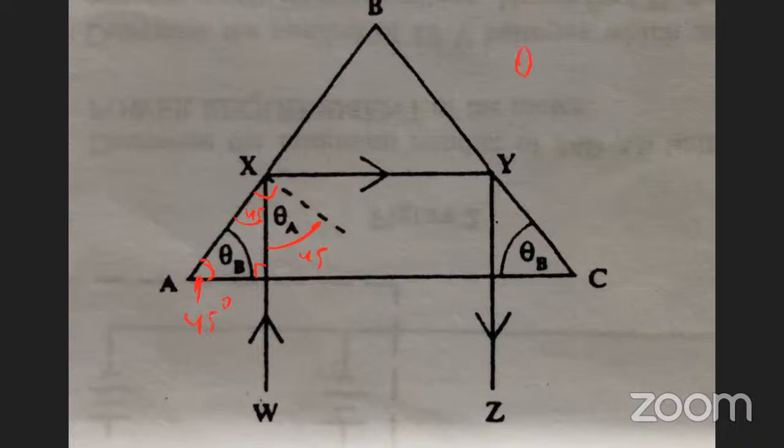So you recognize that OA is 45 and OB is 45. So it means that they are both equal. Right? Theta A and theta B are equal. Right? Theta A and theta B are equal.